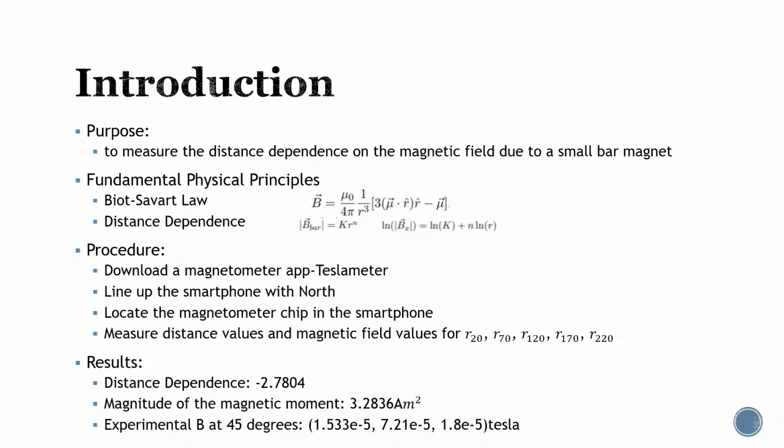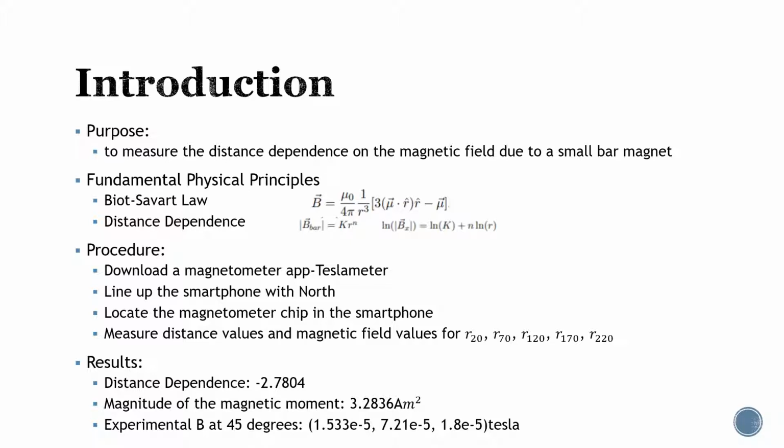First, we need to download a magnetometer app. In this experiment, I used the app Teslameter. Second, we need to line up the smartphone with north to compensate for magnetic north. Third, we locate the magnetometer chip in the phone for more precise measurements.